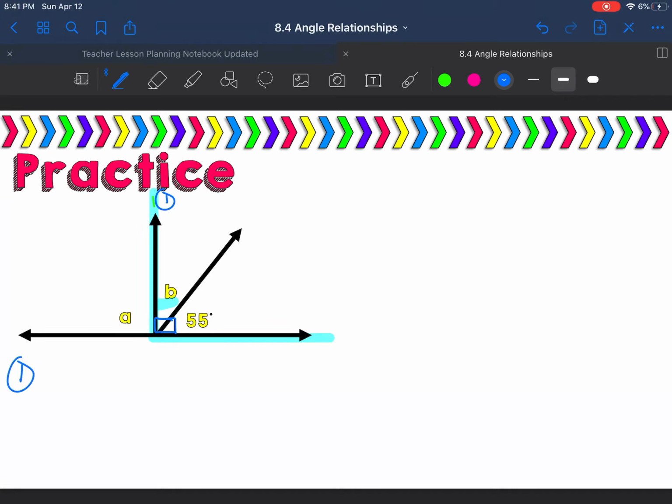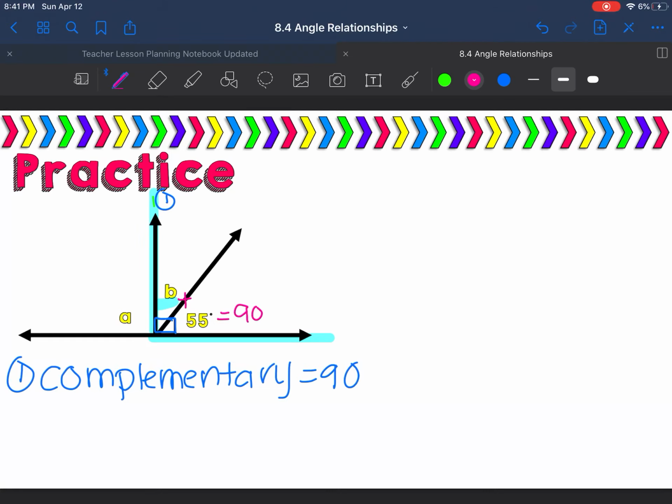Well, angle B, I see my square right here, and it's my smaller angle. My smaller angle means it is complementary. So complementary angles are equal to 90 degrees. So that means that I can add B plus 55 and I can get 90 degrees. So I'm going to come over here and do B plus 55 equals 90 degrees.